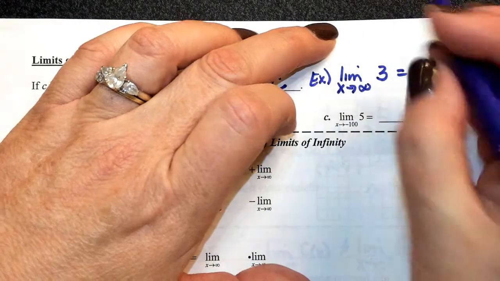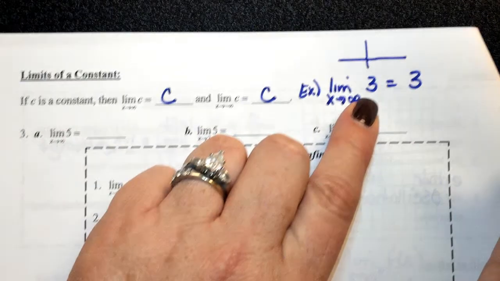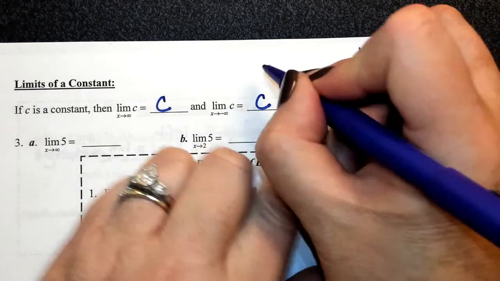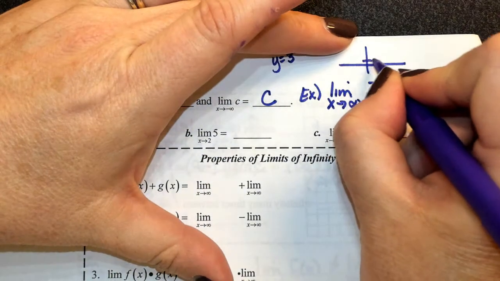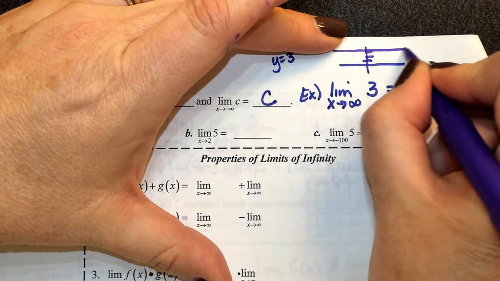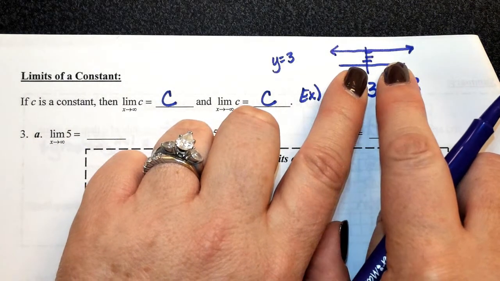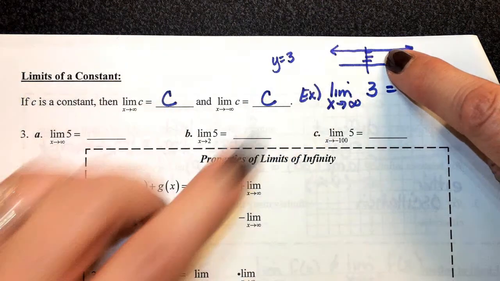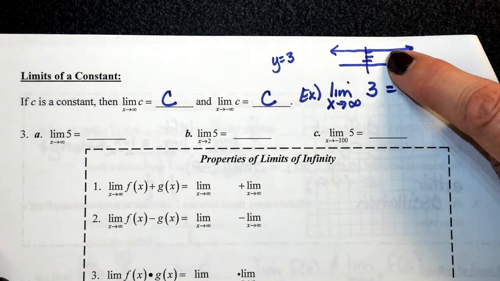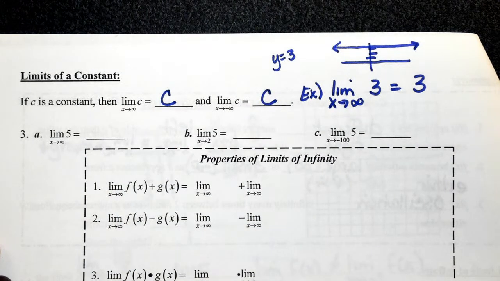The reason why is because we know that when you graph a function y equals 3, it's just a straight horizontal line. So you agree with me that's what the graph of y equals 3 looks like. So notice, no matter where I am on this graph, the y values are always going to be 3. So that's why the limit of any constant is just that constant.